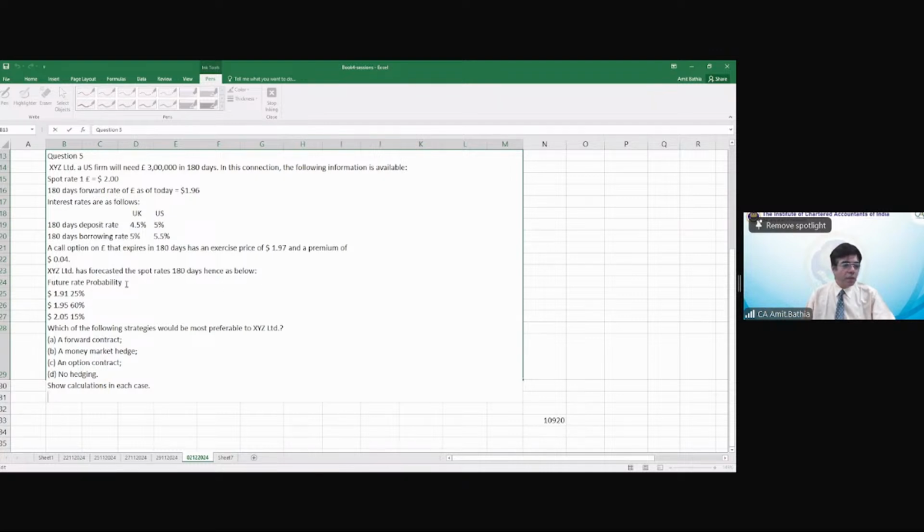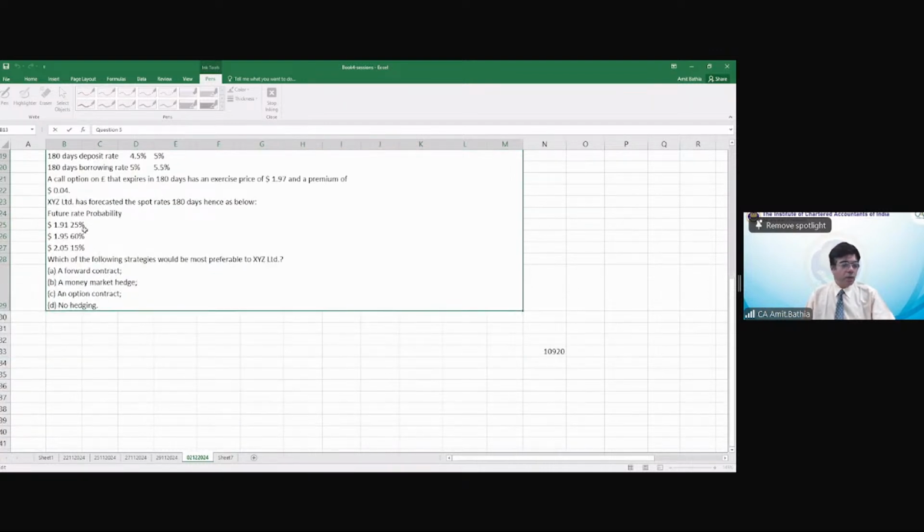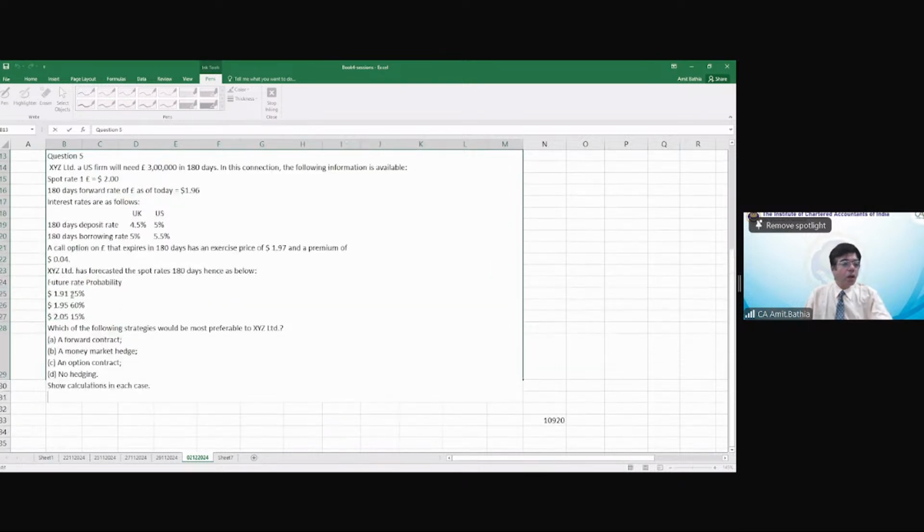So what is the future rate and probability? $1.91, probability 25%. $1.95, probability is 60%. And $2.05, probability is 15%. Which of the following strategies would be most preferable to XYZ Limited? A forward contract, a money market hedge, an option contract, or the fourth one, which is no hedging. Show calculations in each case.